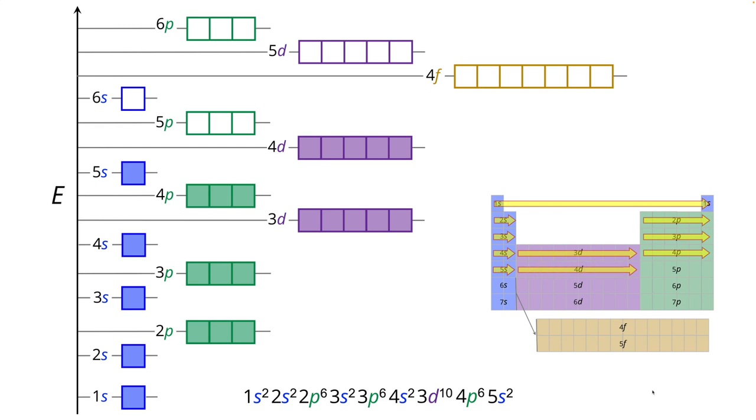Next comes the 4d subshell, and that gives us 4d10. After that comes the 5p subshell, and we have 5p6 completing the fifth row of the periodic table. We're now into the sixth row, and it's 6s2 first. Next, we actually go down to the lanthanides, which is 4f14.